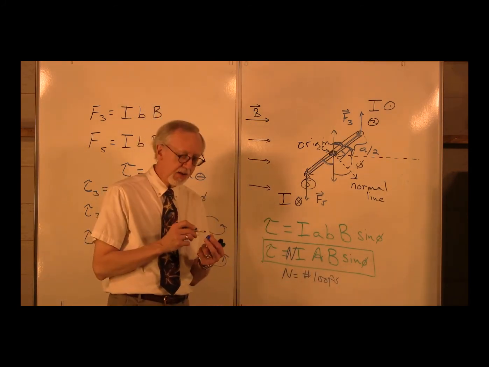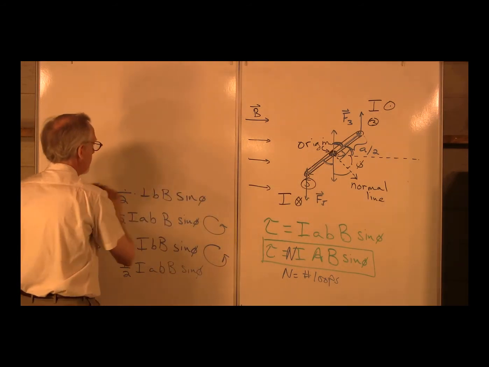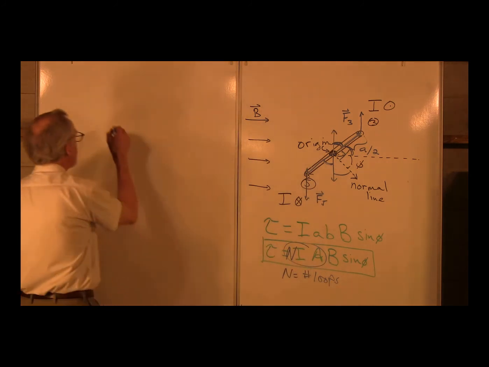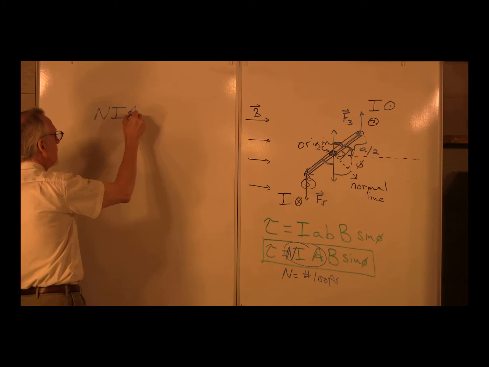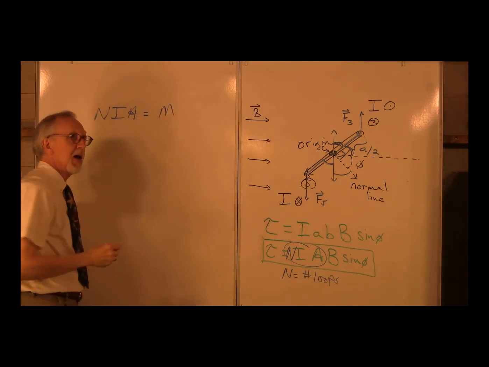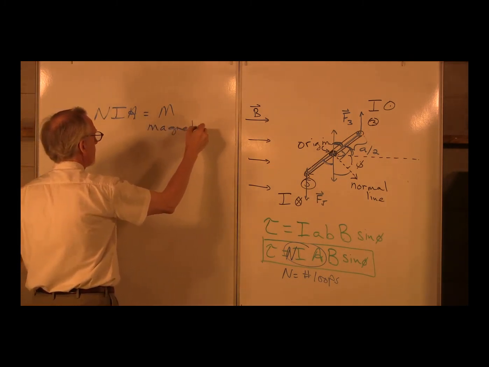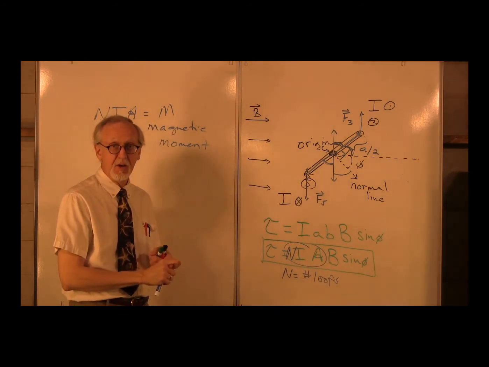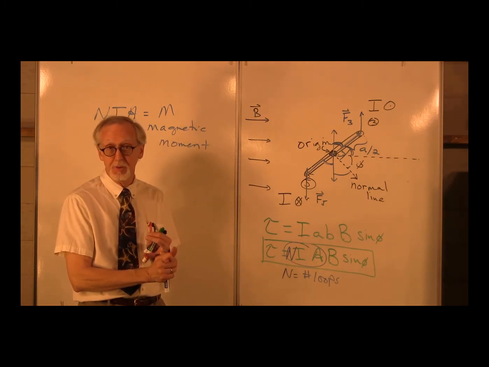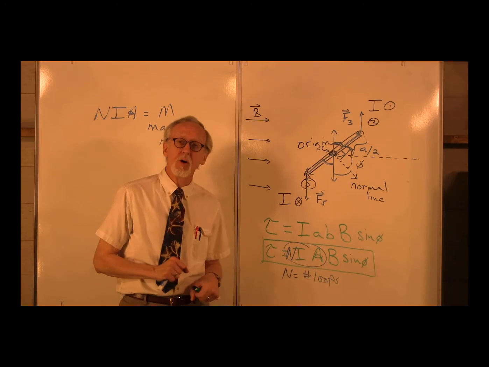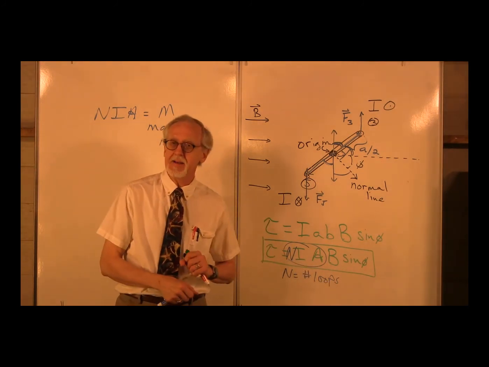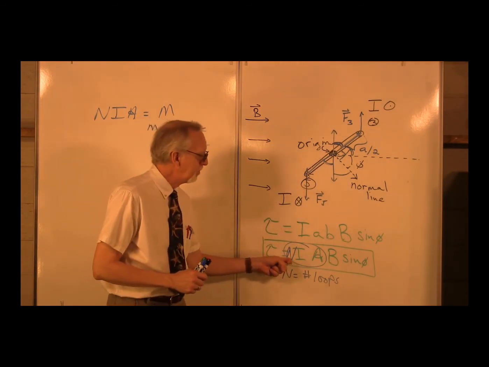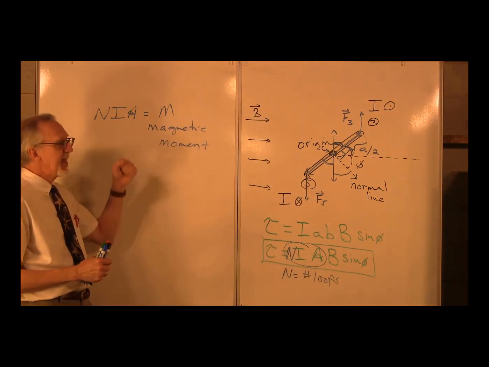This equation is sometimes broken down into three parts. This section, NIA, I want to emphasize that's an area. This is sometimes written as M, the magnetic moment. It has to do with the properties of the loop itself: the number of loops there are, the current in the loop, the area of the loop. The larger M, the more torque we're going to get. B then is determined by the external magnetic field, and phi is then determined by the orientation of the loop. As the loop rotates, phi actually changes. But M, capital M, which is equal to NIA, has to do with just the loop itself.